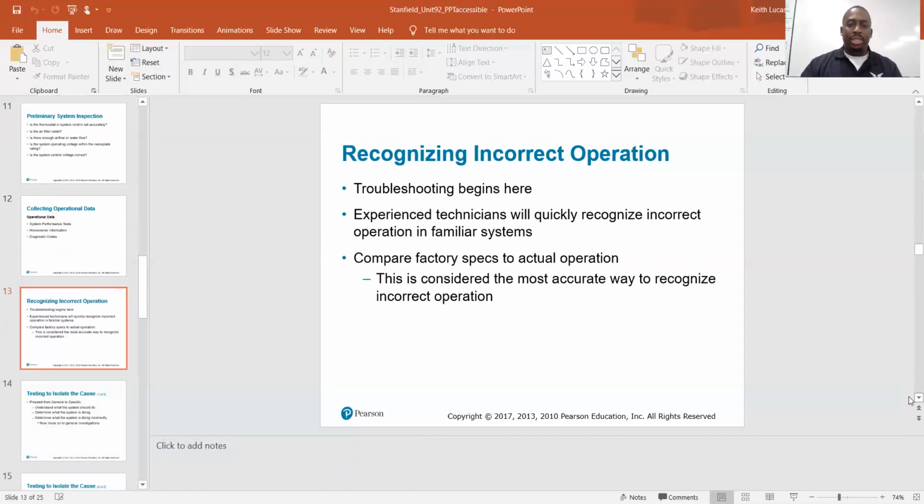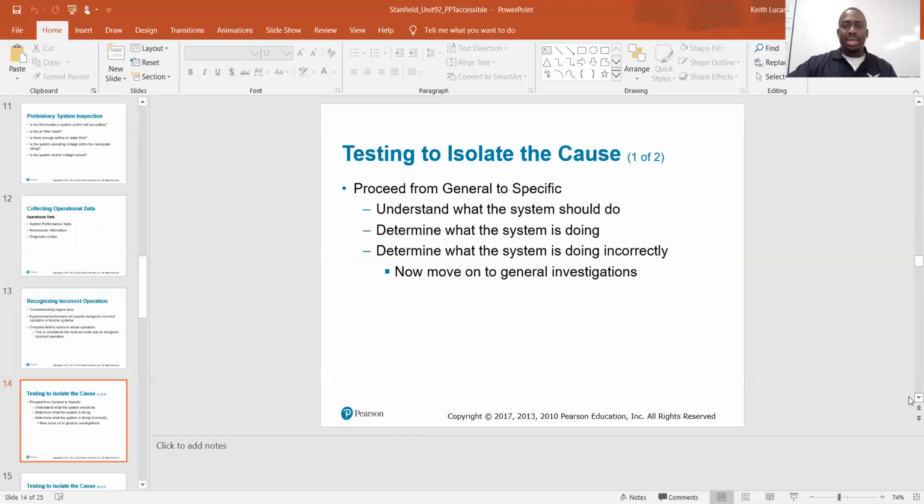Recognizing incorrect operation. Troubleshooting begins here. Experienced technicians will quickly recognize incorrect operation in familiar systems. Compare factory specs to actual operation. This is considered the most accurate way to recognize incorrect operation. Testing to isolate the cause. Proceed from general to specific. Understand what the system should do, determine what the system is doing, determine what the system is doing incorrectly. Now move on to general investigation.